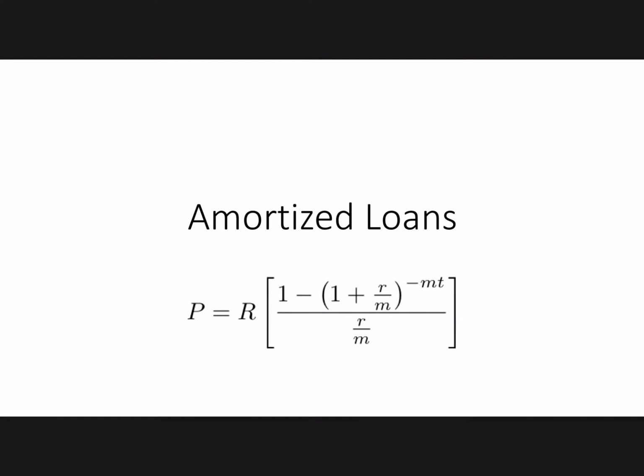In this video, we're going to look at some examples dealing with amortized loans. Just as a reminder, here's the formula for an amortized loan below here. P stands for the present value, or the amount that you're borrowing. R is your monthly payment, or regular payment if it's not monthly. Little r is your rate in decimal form. M is the number of compounding periods per year. And T is time, always in years.